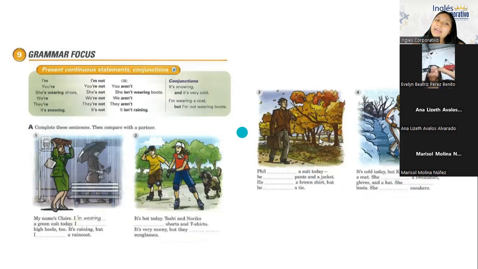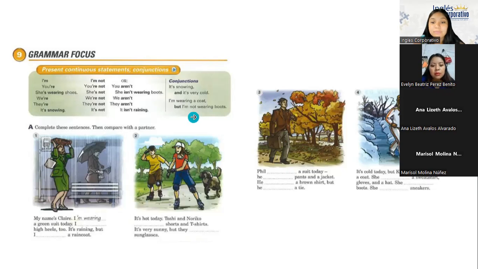So, ¿qué quiero que haga en este momento? Quiero que describa qué está usando usted. What are you wearing? Okay. Voluntarios para describir qué está llevando puesto. ¿Cómo está vestido? Okay. I am wearing pajama. Oh, I am wearing pajamas. Pajamas.